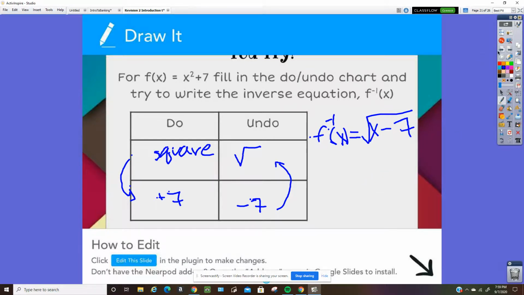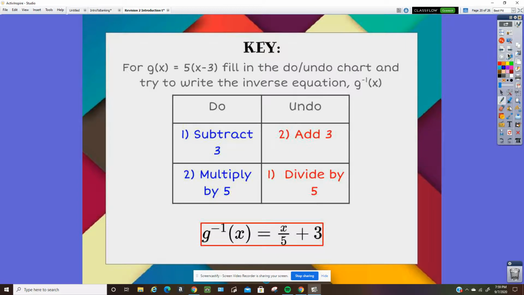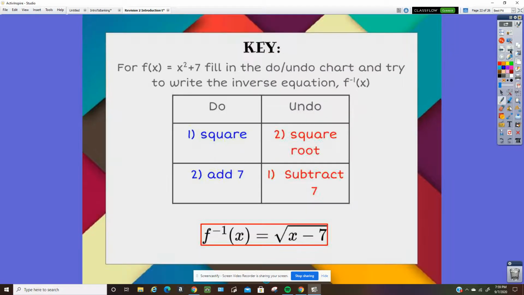Okay, and the answer key is probably on the next slide, maybe. Let's go back here. No, let's go here. All right. So do square, add 7, inverse, subtract 7, take the square root. So here's the original, x squared plus 7. The inverse of f of x is square root of x minus 7. Everything under the radical there.